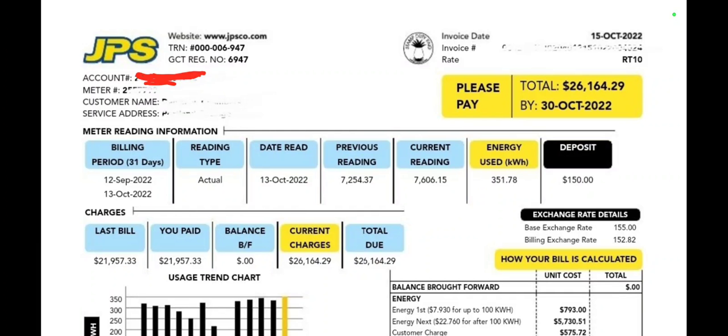Below that, you have your meter number, which is also not erased properly. Anyways, you have your meter number.